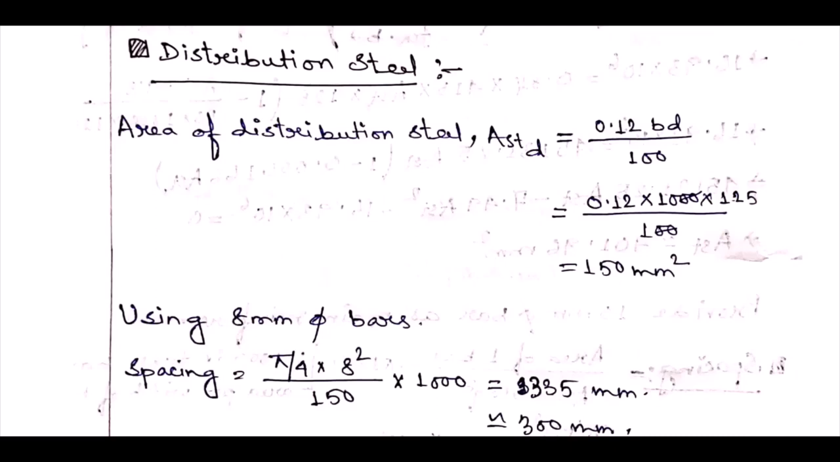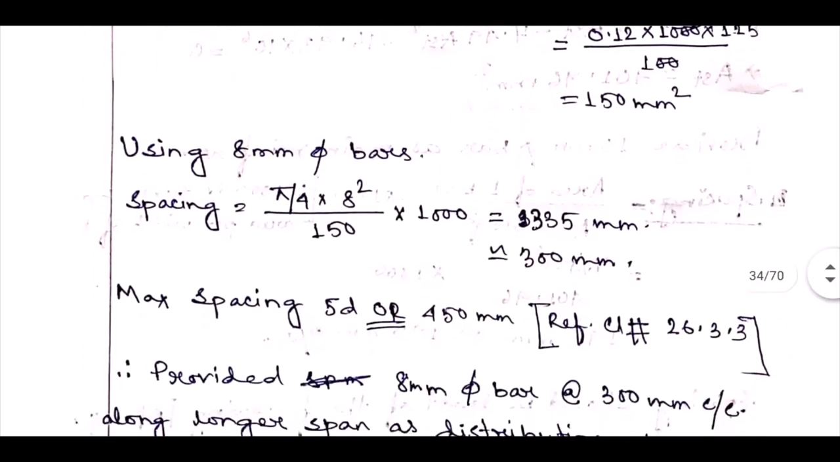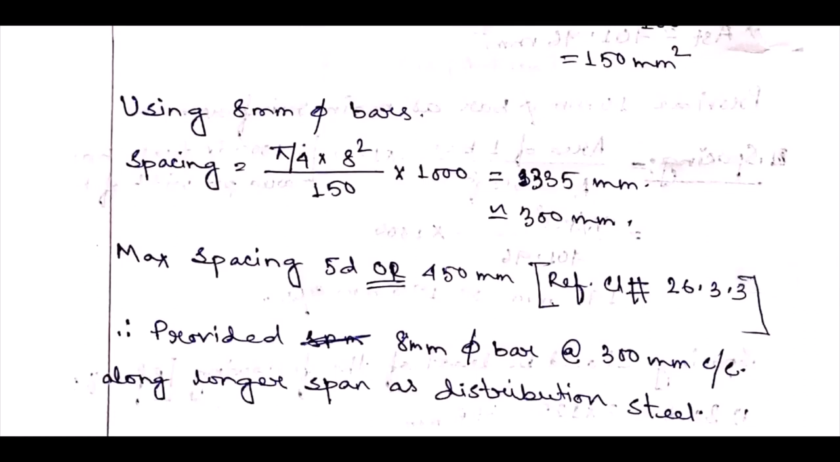So spacing is pi by 4 into 8 square by 150 into 1000, that is equals to 335 mm. So we can reduce the spacing, will be then 300 mm. So now maximum spacing is 5d or 450 mm as per clause number 26.3.3. So maximum value is this. So we have calculated, our calculated value is 300 mm. So therefore provide 8 mm dia bar at the rate of 300 mm center to center along longer span as distribution steel. So distribution steel part is also complete, but check once the clause number 26.3.3 about the spacing consideration conditions.